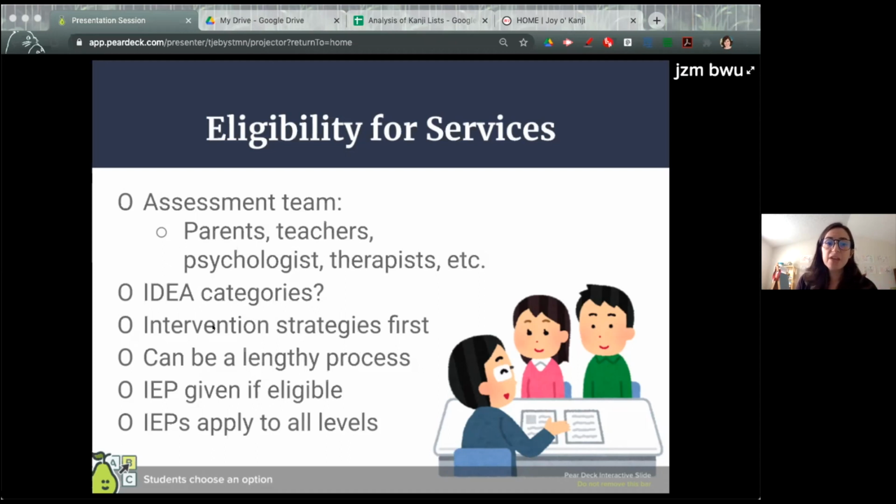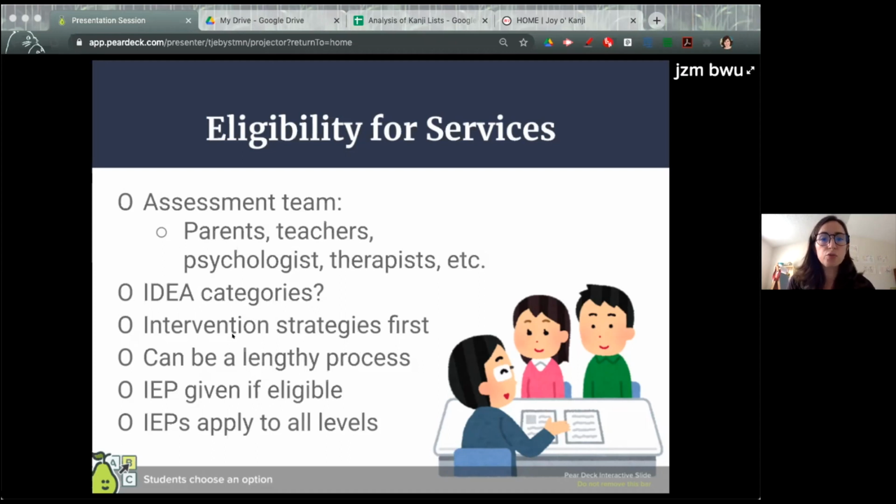So to determine if a student is eligible for services, there's a team of people who have to work together to determine if the student qualifies based on the legal terms described by IDEA. In most states, eligibility is considered after a child has been receiving specialized intervention for a specific amount of time. If you've heard of the response to intervention program, RTI, that's a version of what I'm referring to.